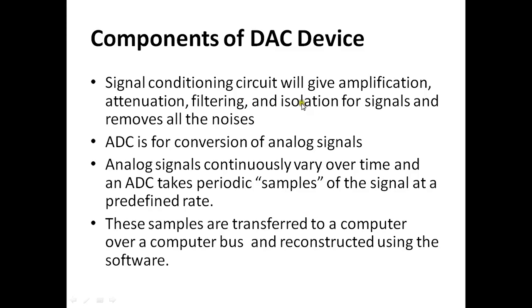So the signal conditioning circuit consists of amplification, filtering and isolation circuits. Whatever analog value we get from the sensor will have some noise and only a small analog variation. So we amplify these signals and filter them to remove the noise. That is done by the signal conditioning circuit. Normally it consists of an amplifier, filters and an isolation circuit. Then that signal is given to the ADC.